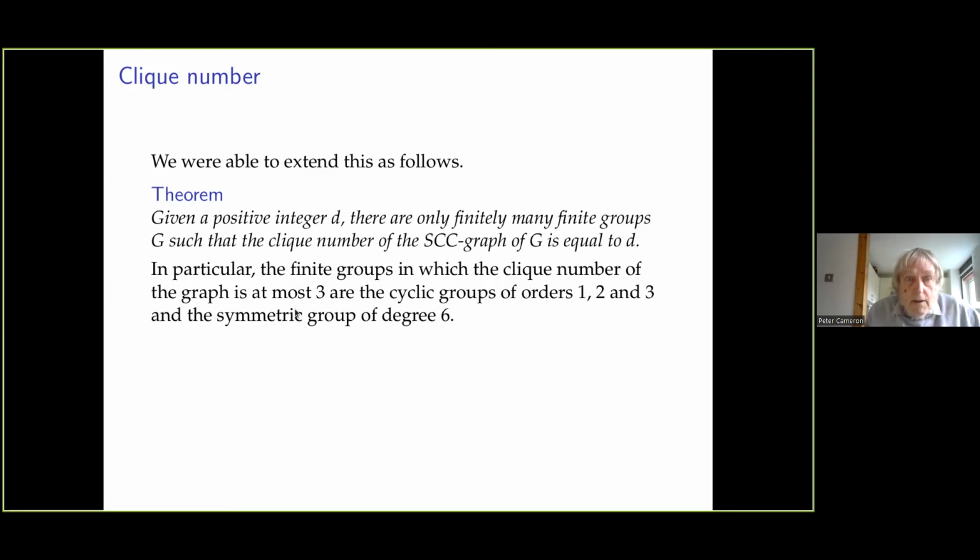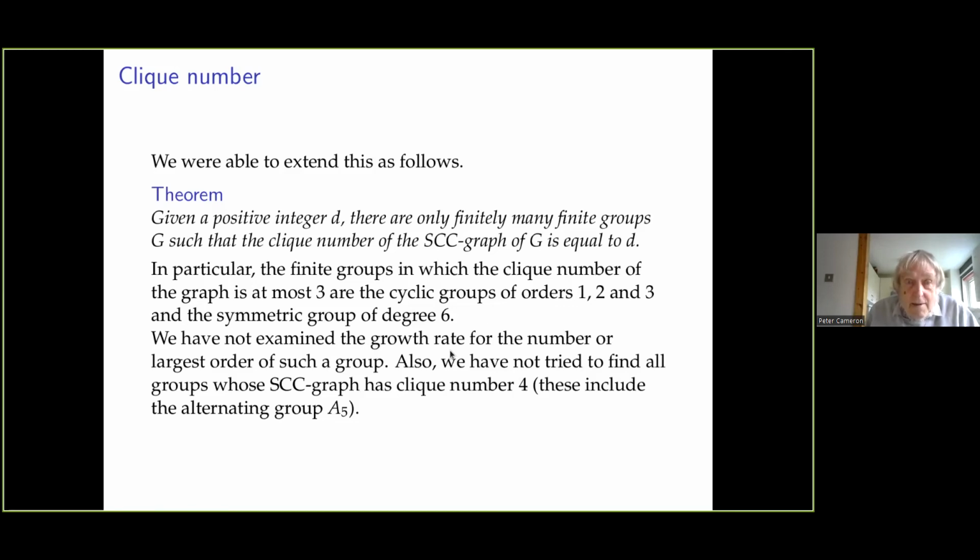So in particular, if you ask that the clique number of the graph is at most 3, then you have only 4 groups: the cyclic groups of order 1, 2, and 3, and the symmetric group of degree 3, order 6. They're all soluble groups, so in each case the graph is complete on 1 vertex, 2 vertices, 3 vertices, and 3 vertices in this case, because the symmetric group of order 6, of degree 3, beg your pardon, if you're taking notes, can you please change that? It's S3, order 6. It has 3 conjugacy classes, and so it's a complete graph on 3 vertices.